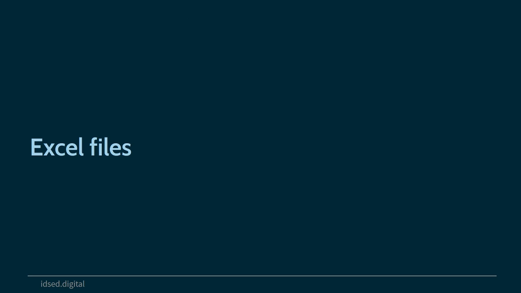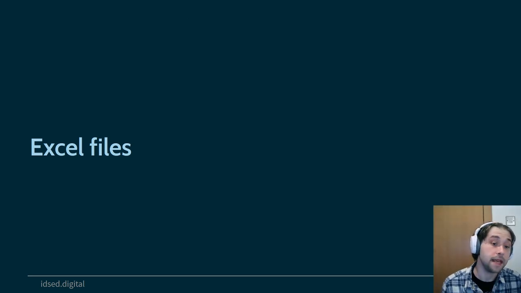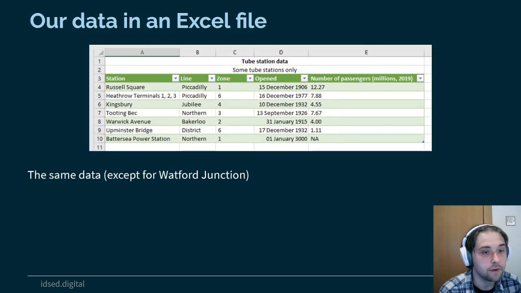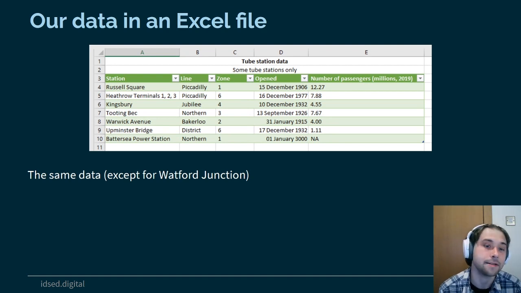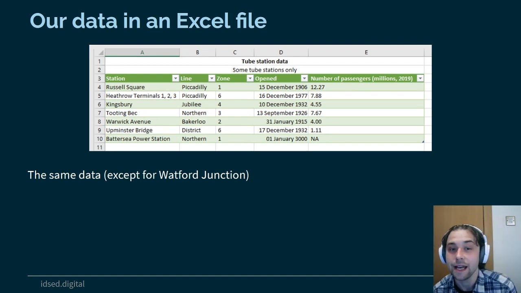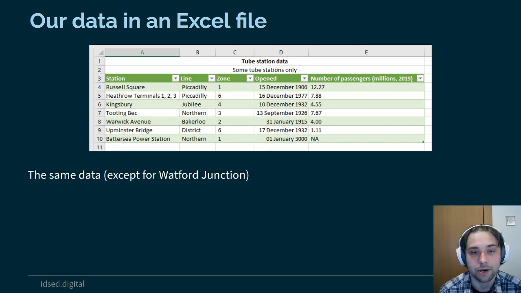So let's talk a little bit about Excel files. Let's see our data now in an Excel file. I've actually removed one of the rows from the dataset. There's a limitation of Excel. Excel can't handle dates before the year 1900, which is one reason maybe not to use Excel if you're dealing with historical data. There may be a way around it. It's not one that I know of.